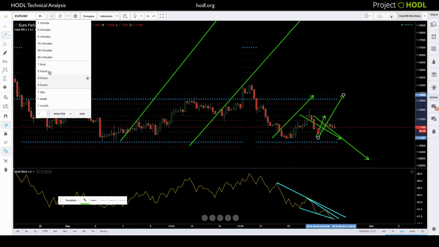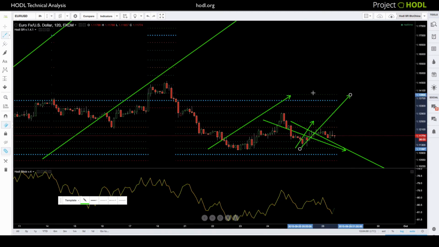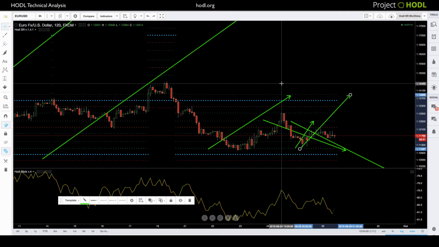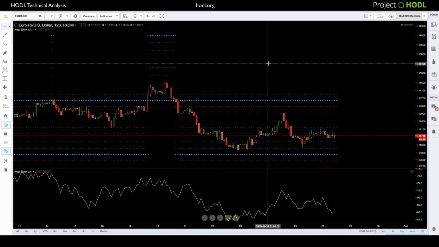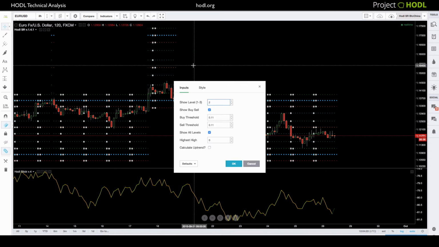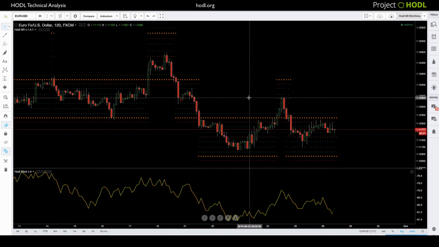So let's change this to lower time frame again. Now we are on 2-hour time frame, and we have some targets from before. All of them were more or less bearish, so I'll just clean this up a little bit, and let's see what this 2 hours is telling us. First, I would switch HODL level to level 3, so we could have a better view of the price action.